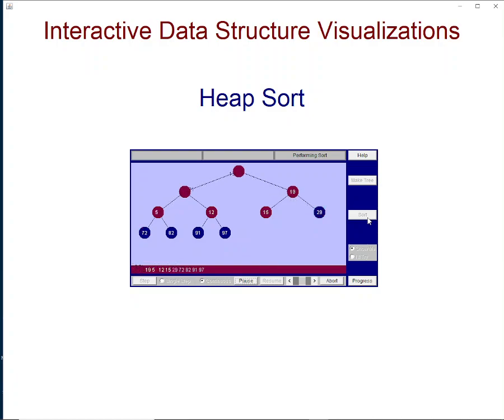So the nodes are turning blue from bottom to top. And as they turn blue, what you'll notice is that at this point, these values are all in sorted order. And once it completes, the entire tree is sorted.